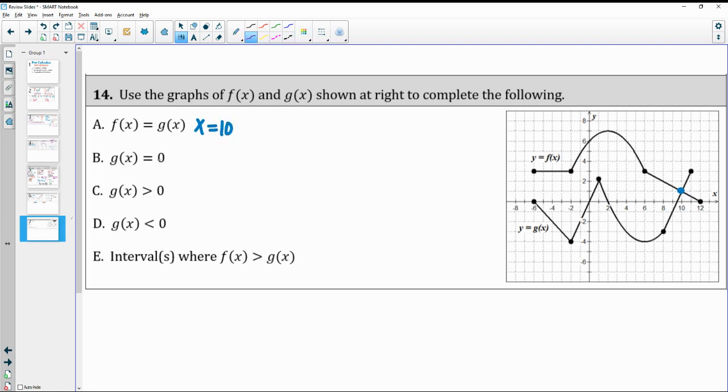Then when does g of x equal 0? And the g function is this one down here. So when does that equal 0? And that happens at negative 6. It happens at 0. It happens at 2. And then it happens here at like 9.5.